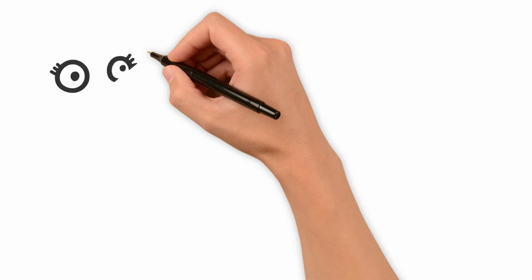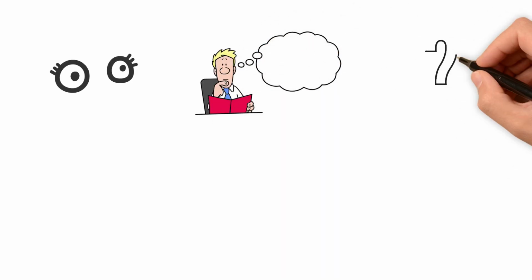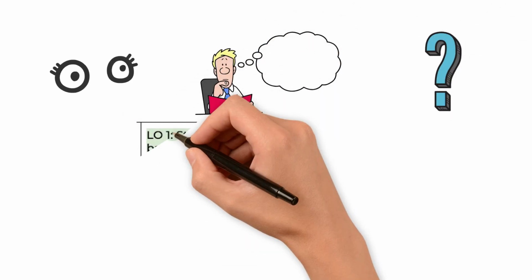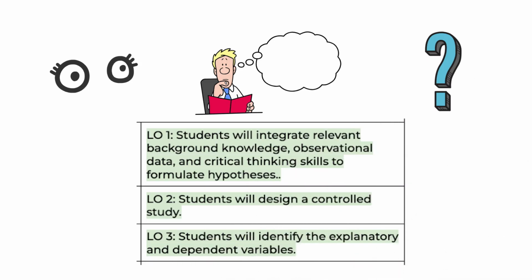For example, I have an activity called I See, I Think, I Wonder. The learning outcomes for this activity are: students will integrate relevant background knowledge, observational data, and critical thinking skills to formulate hypotheses, and students will design a controlled study and identify the explanatory and dependent variables. Here's how the activity works.